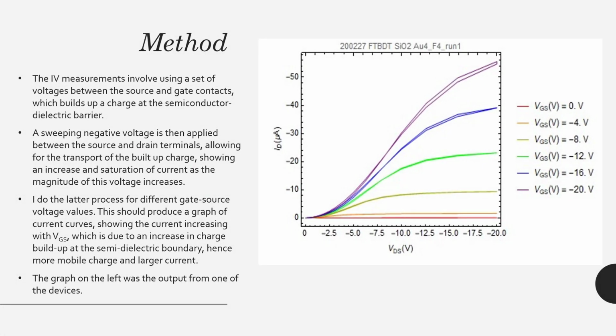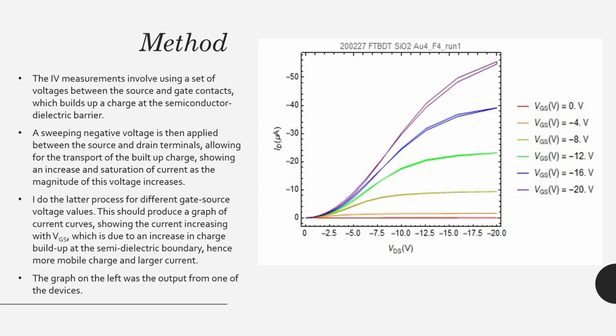Now for the method of the measurements. The IV measurements involve using a set of voltages between the source and gate contacts, which build up a charge at the semiconductor dielectric barrier. A sweeping negative voltage is then applied between the source and drain terminals, allowing for the transport of the built-up charge within the semiconductor dielectric boundary, showing an increase and saturation of current as the magnitude of this voltage increases. I do the latter process for different gate source voltage values.